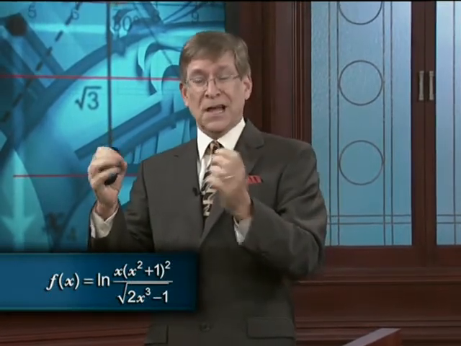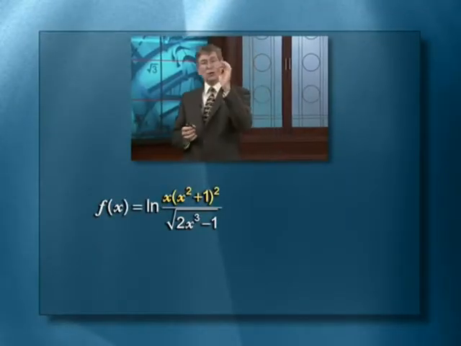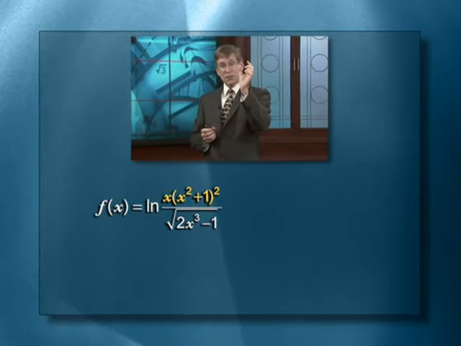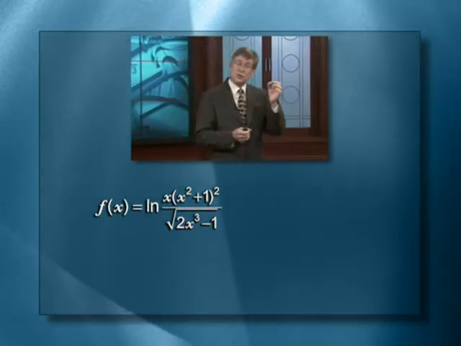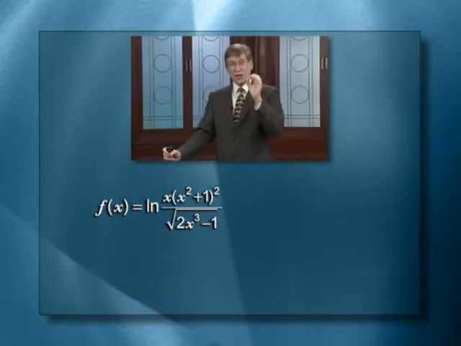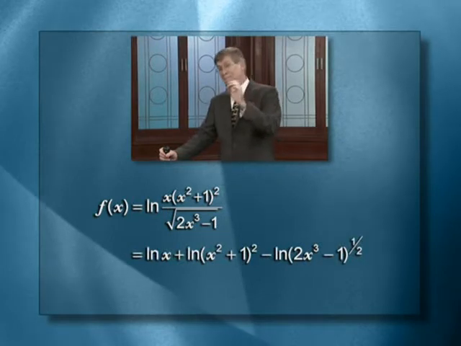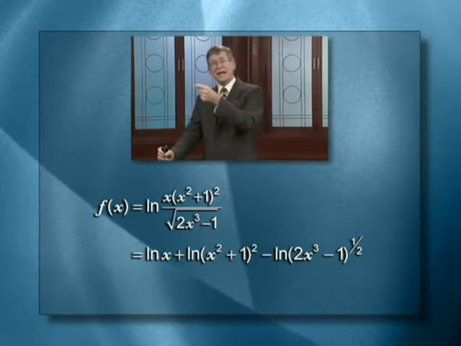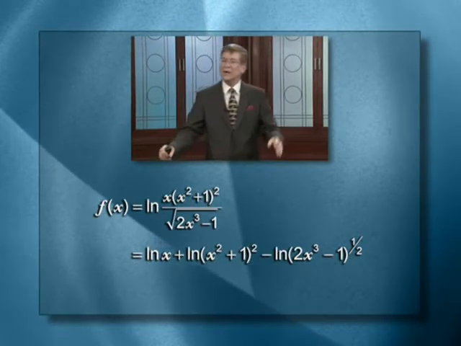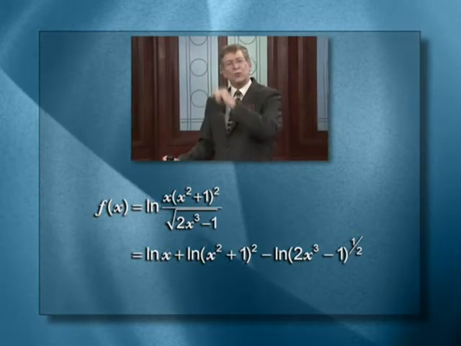Ouch. Let's rip it apart with our properties of logarithms. Well, the first thing you notice is we have the log of a product in the numerator, and then we have a division. So that's going to convert to the log of a sum and then a difference. Here we go. It'll be log x plus log of x squared plus 1 squared, and then minus the log of that denominator. And now wait, the square root symbol really means 1/2 power.